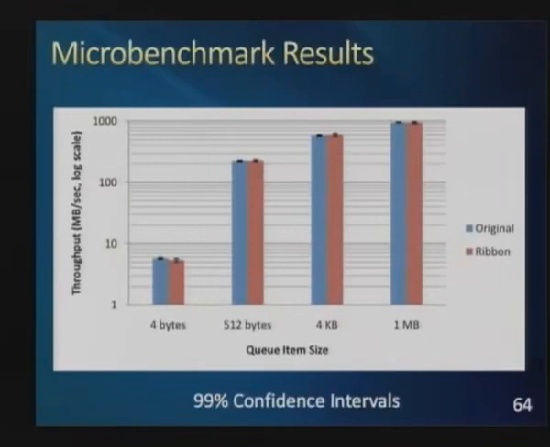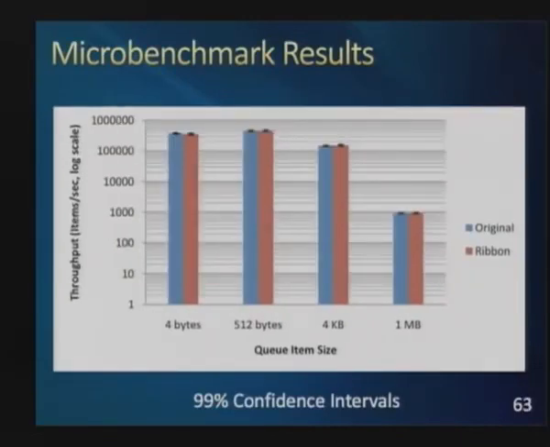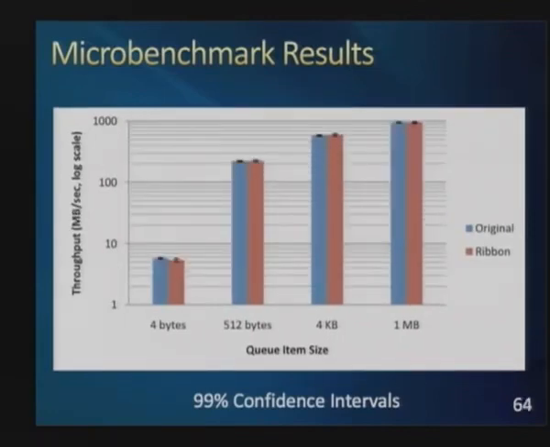And this is the same test here. It's just showing throughput in megabytes per second. So interestingly enough, as you would expect, the smaller the queue item size, the faster the number of items you can process per second. As items get larger, you're doing more work actually doing memory-intensive operations rather than manipulating the queue, and so your memory bandwidth goes up.